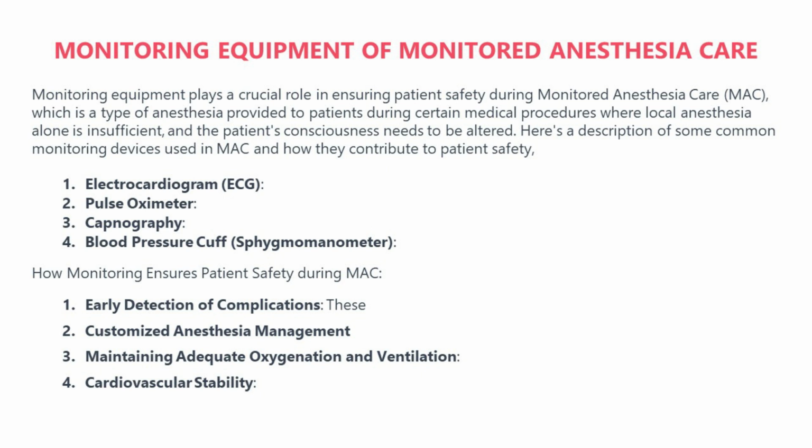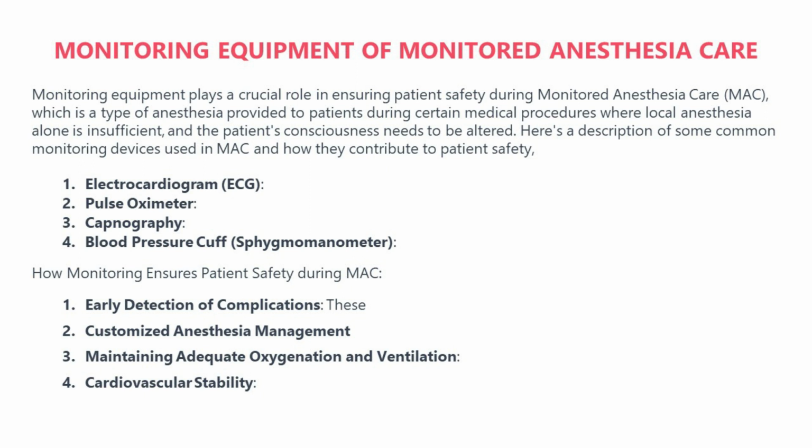1. Electrocardiogram, ECG. Description: an ECG machine records the electrical activity of the heart. It involves attaching electrodes to the patient's skin, which measure the electrical impulses generated by the heart. Patient safety: ECG monitoring helps detect any irregularities in the heart's rhythm, such as arrhythmias or heart block, which may be exacerbated by anesthesia. Early detection allows for prompt intervention to prevent adverse cardiac events.